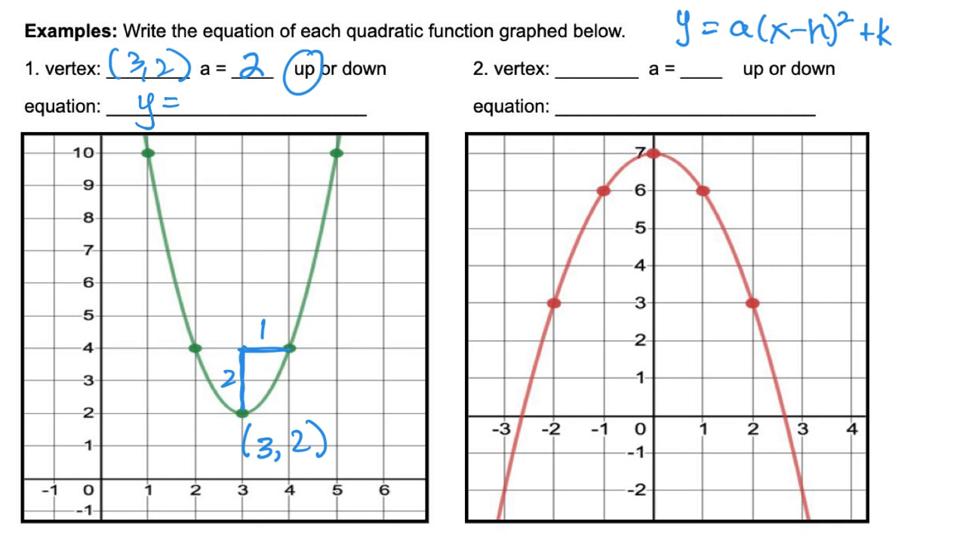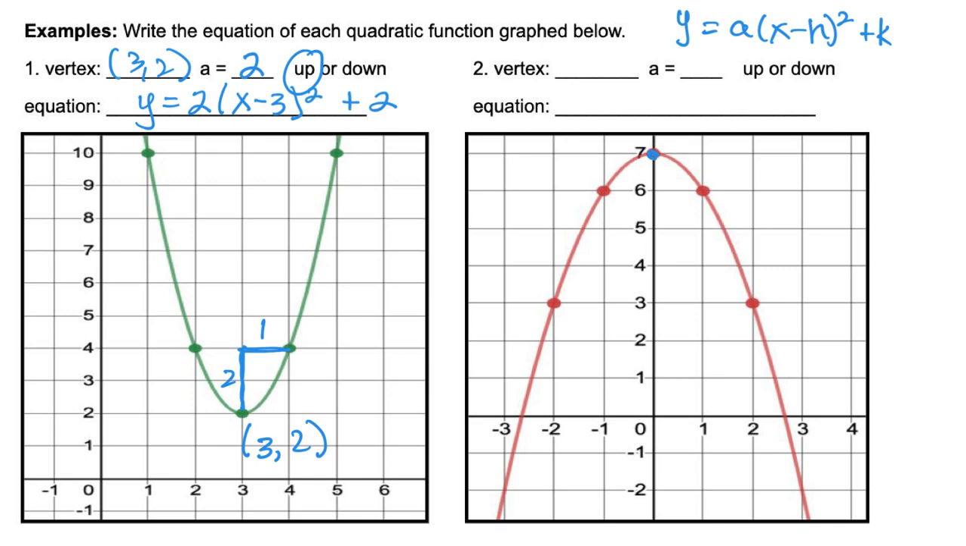y equals the a value 2, x minus h, our h is 3, squared, can't forget that or it's not quadratic, and then plus k, which is 2. And we can double check: I have a plus 3 here, which means I have a minus 3 in my parentheses, and I have a plus 2 here, and I have a plus 2 on the outside.